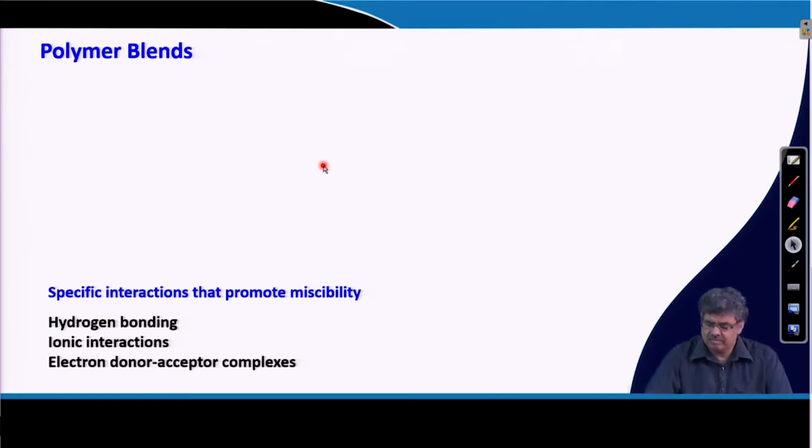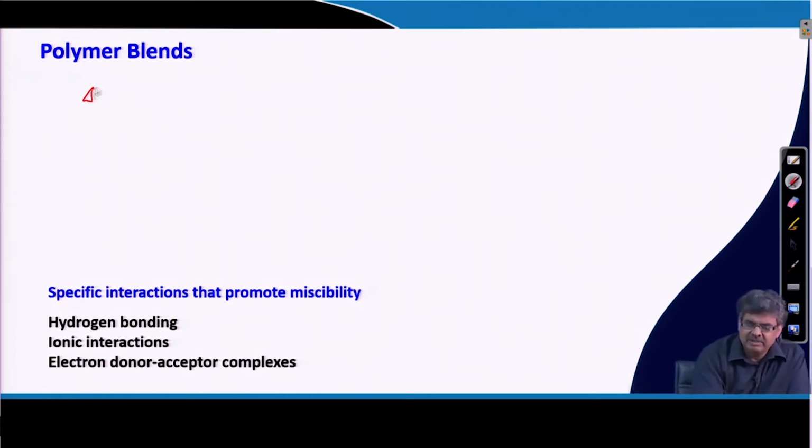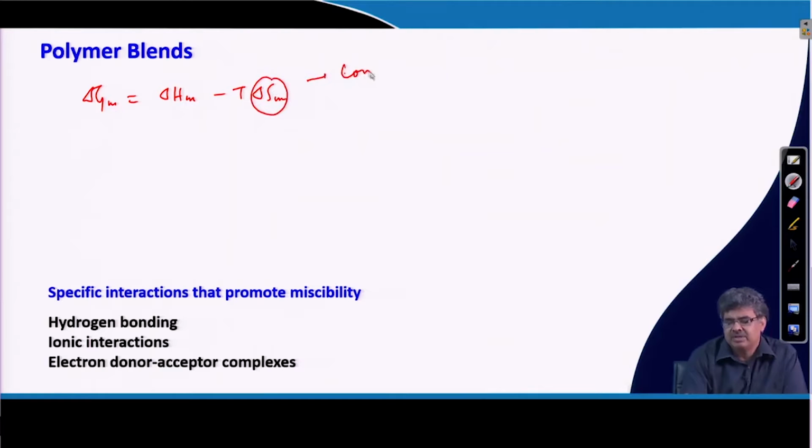Now, when we talk about the thermodynamics of polymer blends, if we talk about delta G mix, we know it is delta H mix minus T delta S mix. Now, for a given temperature and pressure, as we discussed in our lectures on polymer solution, this is combinatorial entropy, which comes because of the change in conformation of the polymer molecules.